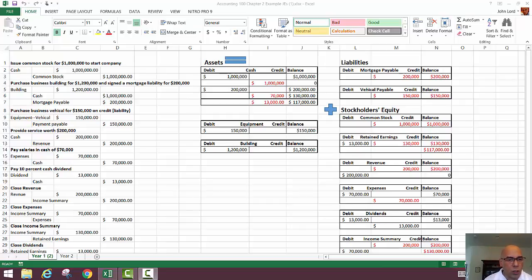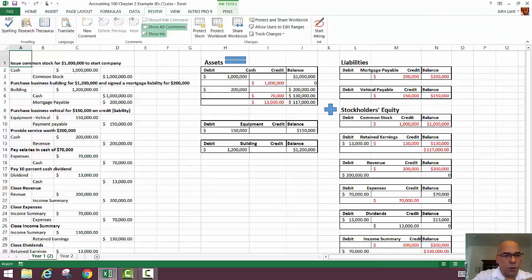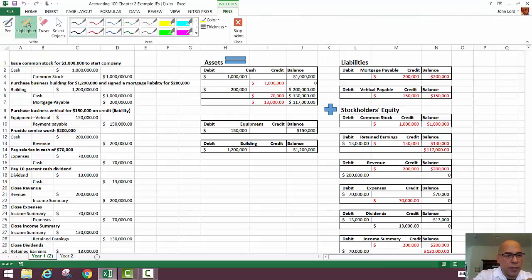Okay, so let's take a look at this, and I'm going to try to use my highlighter. I'm assuming the computer is going to cooperate with me and let me do that. So let's start taking a look at some of these transactions. We start out issuing common stock for the company, to start the company, for $1 million. So we issue some stock to our investors. They give us cash in advance. So what happens? We debit cash.